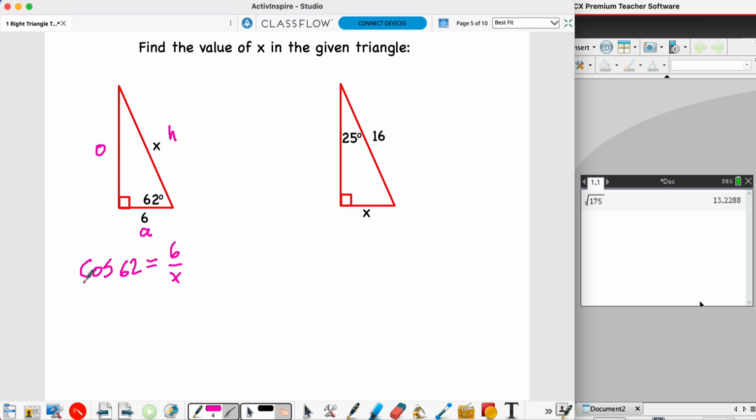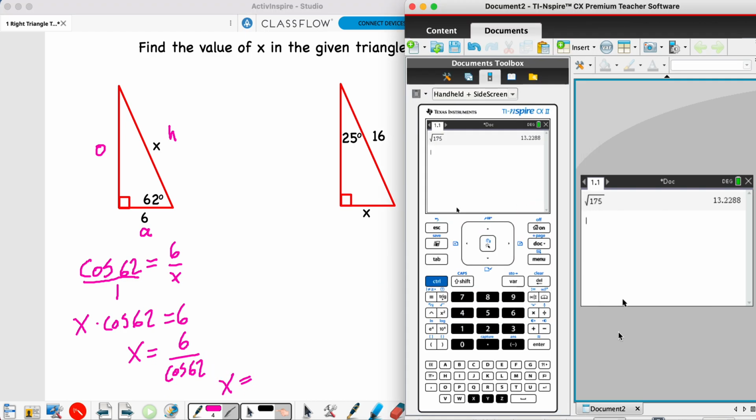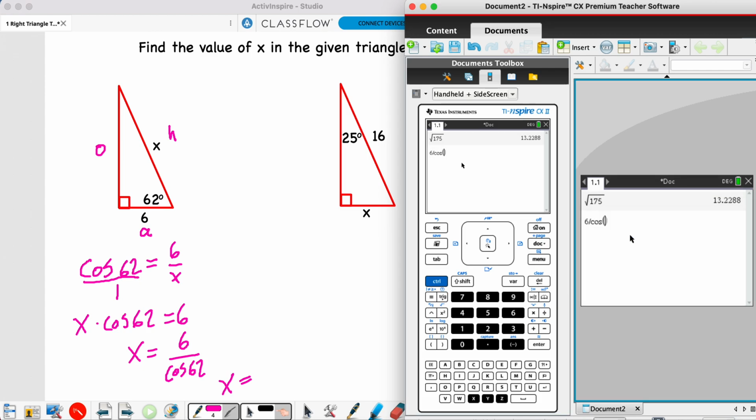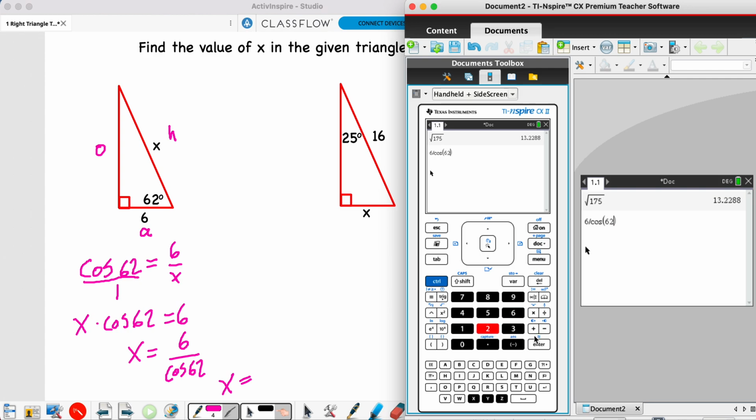To solve this, I like to put this over 1 and treat it like a proportion. Then I can cross multiply. X times the cosine of 62 is equal to 6. Divide both sides by the cosine of 62. X is 6 over cosine of 62. I put that in my calculator and we get something. 6 divided by, to get the trig functions, you press the trig button. Then we say cosine 62, enter. 12.78.